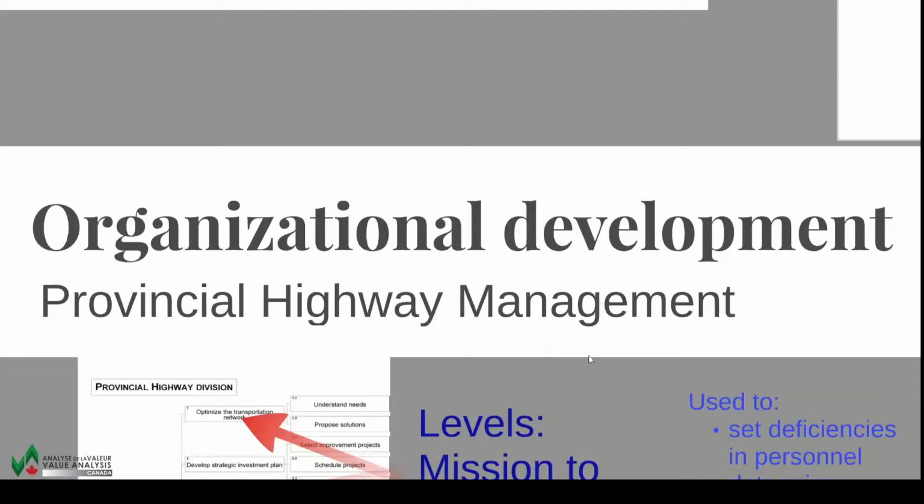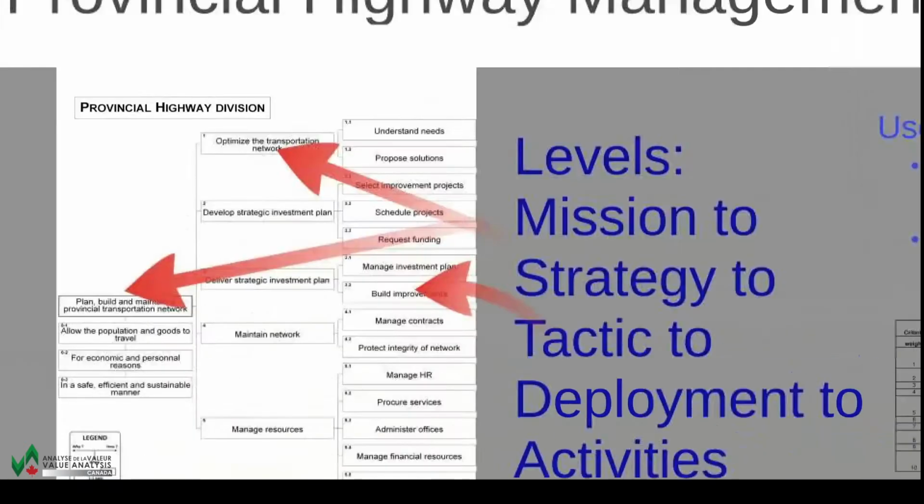Another example is organizational development. This is an example with a provincial highway management division where they had been stopped from hiring because of budget constraints. So a lot of people left, and they had a lot of places where they were missing people, and they wanted to hire, but they didn't know where to start or who was priority, let's say.